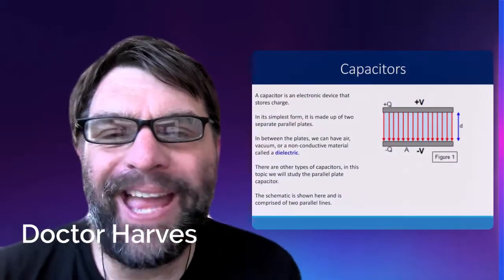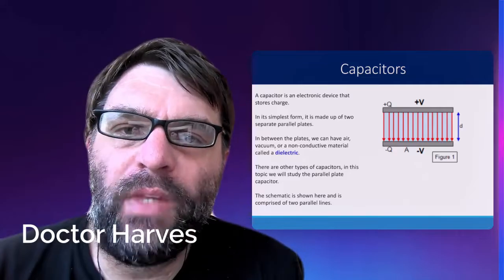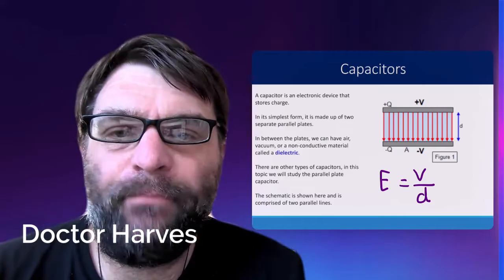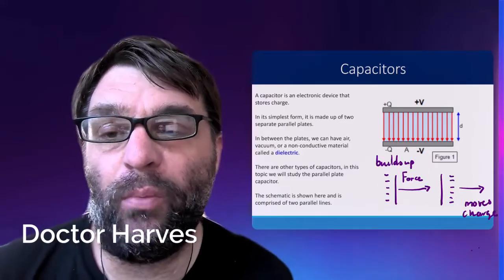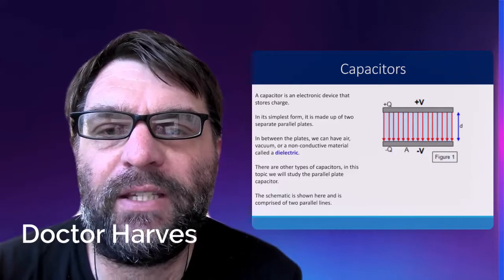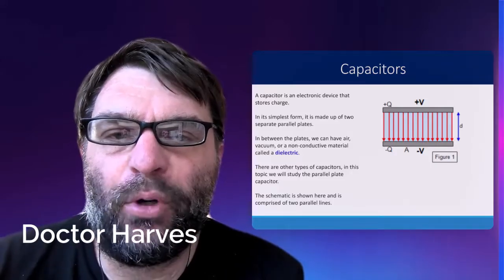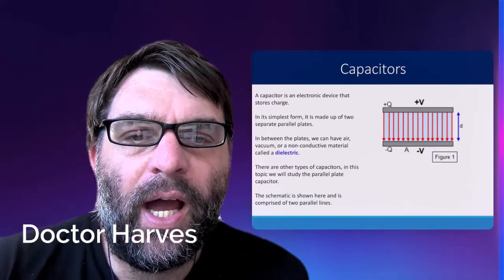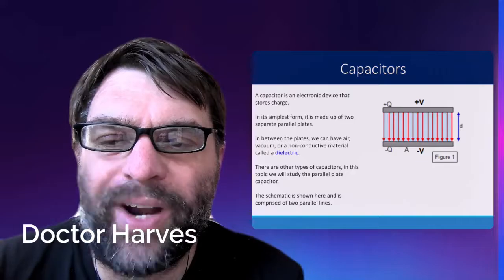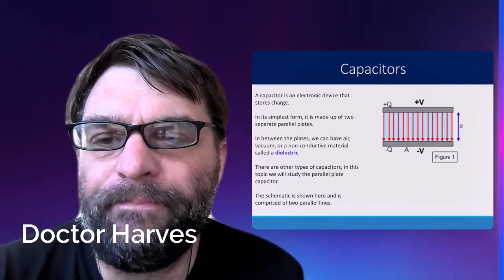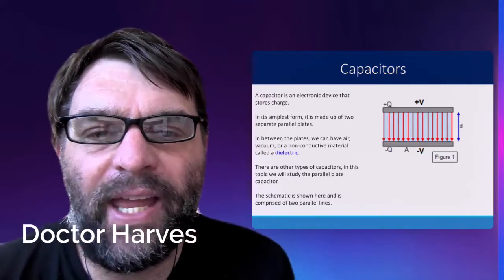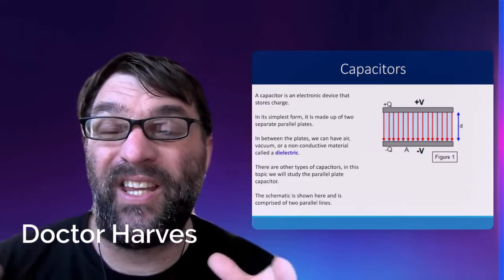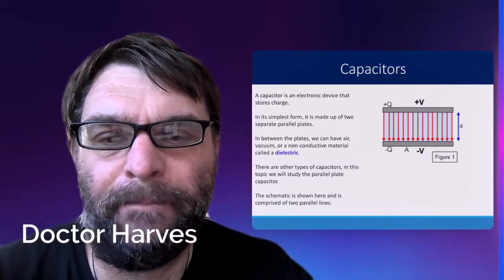Okay, so what is capacitance, or what are capacitors? Capacitors basically store energy in a circuit by storing charge. In its simplest form, which is what we look at in Level 3 physics, it is made up of two separate parallel plates, as you can see in Figure 1. In between the plates, we have either air, a vacuum, or a non-conductive material we call the dielectric. There are many types of capacitors, and in this topic we'll study essentially only the parallel plate capacitor.